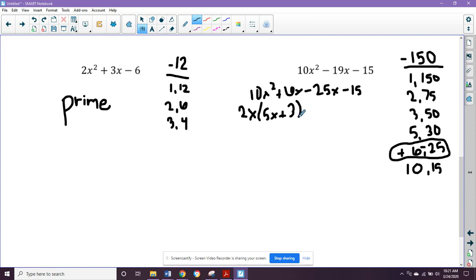Now factor the next two terms. The greatest common factor there is -5. And what you're left with would be 5x plus 3. And our two binomials are the same, so we factored correctly. So we rewrite the two terms on the outside, 2x minus 5 times 5x plus 3.